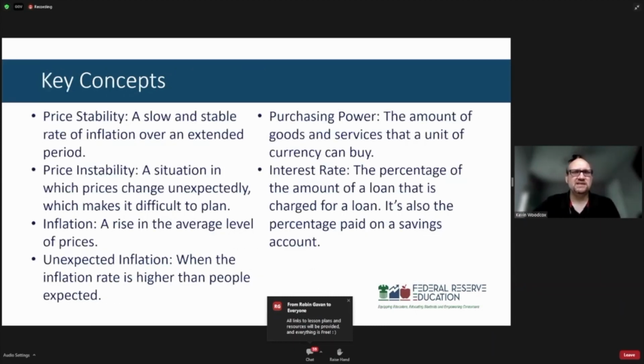So the key concepts here, there are key terms that are important. We want your students to understand this: price stability, inflation, unexpected inflation. We want them to understand that there's also a thing called price instability at the same time. So we want them to understand that this all relates together, that price stability is related to inflation, and inflation's effect determines whether or not there will be price stability. And we want them to be able to understand the situations that will occur when inflation happens in unexpected or ways that aren't predicted.